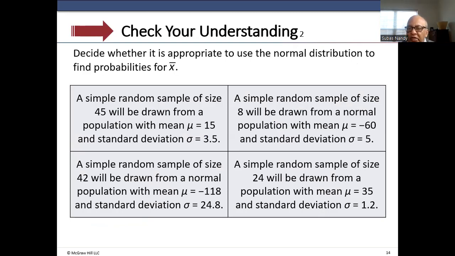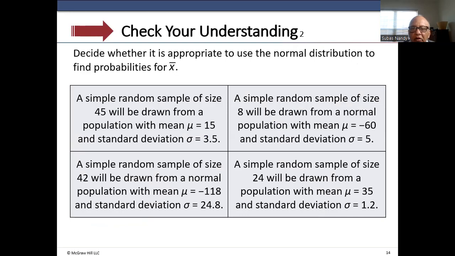I'm going to the bottom right. A simple random sample of size 24, n less than 30, will be drawn from a population with mean equal to 35 and standard deviation equal to 1.2. It doesn't say that the population is normally distributed. Sample size is less than 30. So we cannot use the central limit theorem.